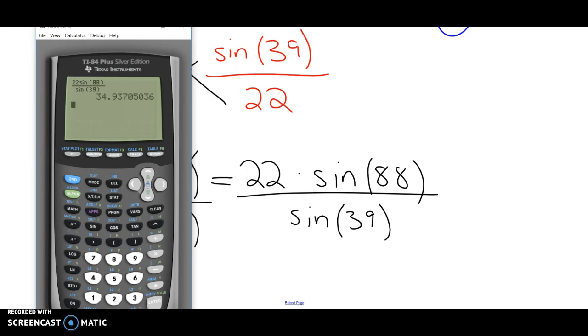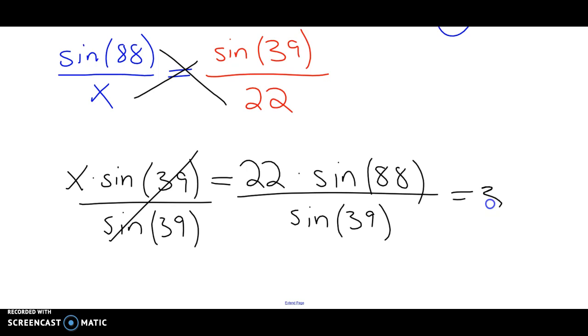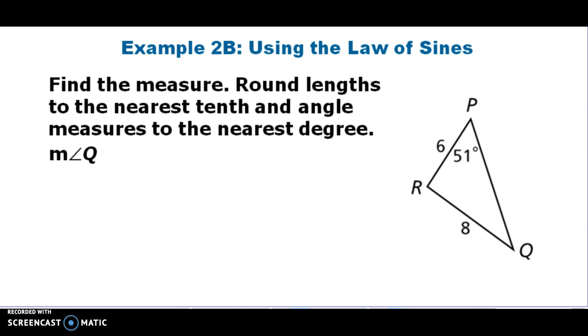You get 34.9? 34.9. What am I finding this time? The angle of Q. So I'm going to put an X in angle Q, and it's X degrees. Whatever answer we get this time is degrees because I'm finding an angle.